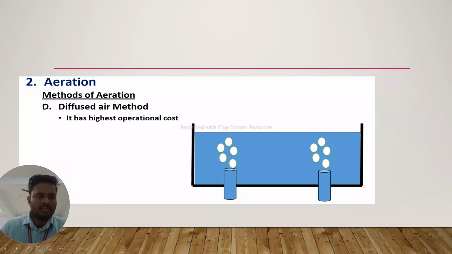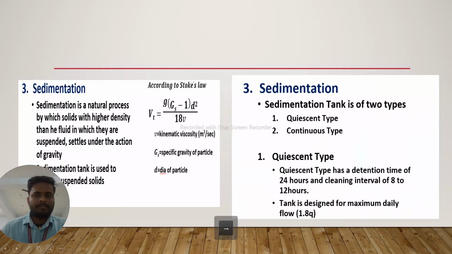And this is aeration. In the diffused air method, there is the highest operational cost. When we pressurize air through pipes, it is diffused. In the diffused air method also we can achieve aeration.